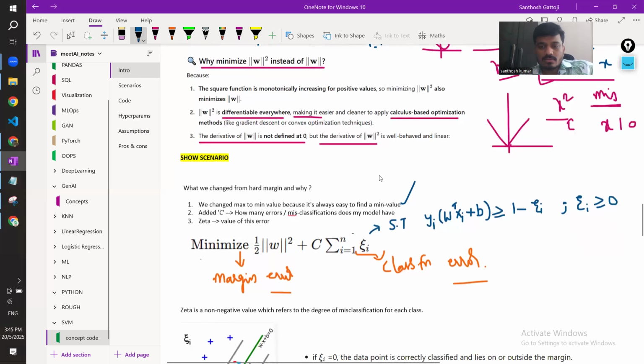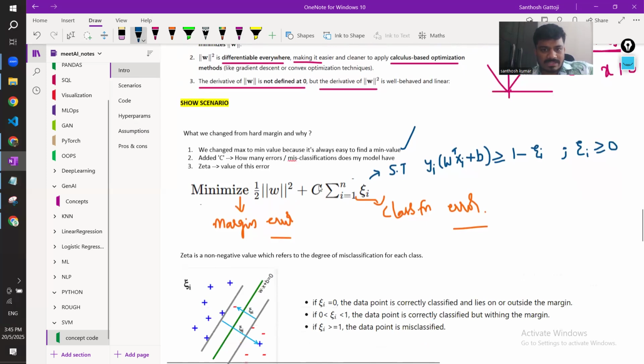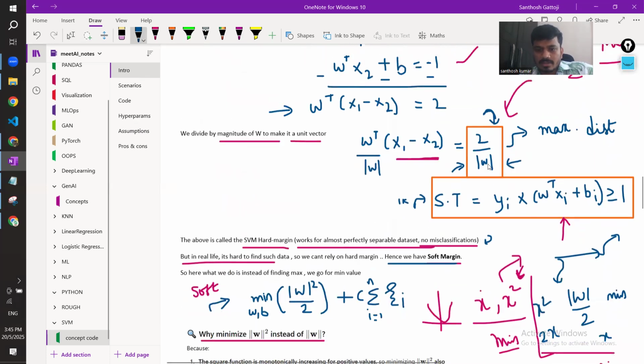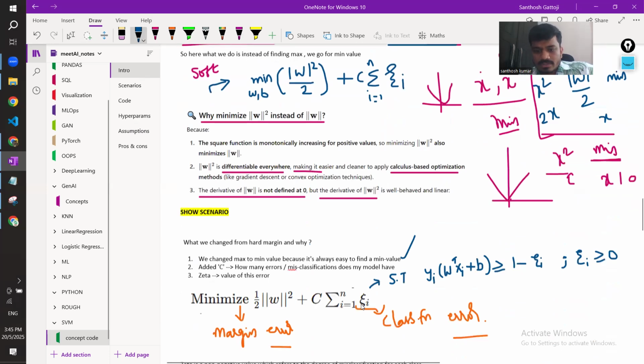Now if you see the same equation I've written here, my soft margin will look something like: minimize w square by 2, plus C summation of i, 1 to n, zeta i, such that w transpose x is greater than 1 minus zeta i. Earlier we had 1 for the hard margin, we have this equation, right? Are you following? So this is a distance, but with a condition. Instead of 2 by w, we have a new equation with a new condition, where I am using the zeta.